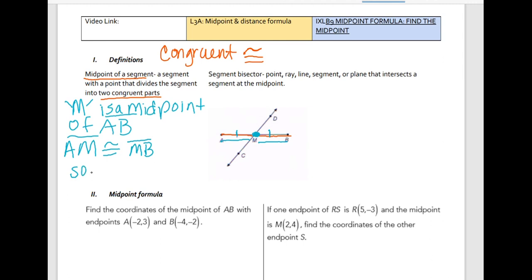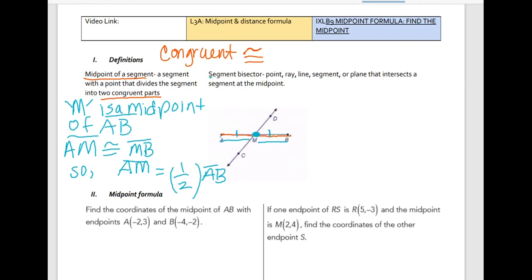So now I can say that AM equals 1/2 times AB. Okay, that means that if I take AB and divide it into two different parts, I'm going to get AM.